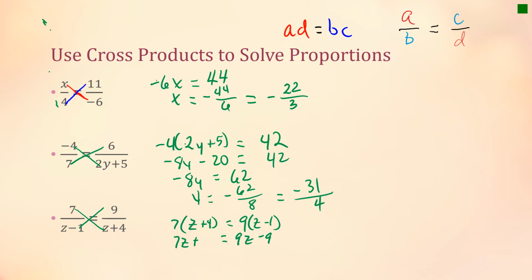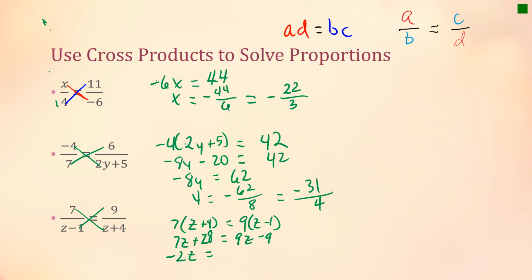And let's see, we're going to subtract 9z from both sides, and we're going to subtract 14 from both sides. And when we do, we're going to end up with -2z equals, let's see, negative 14 and negative 9. Oh no, not 14, 28. 7 times 4, my goodness. Okay, 28. What was I thinking?